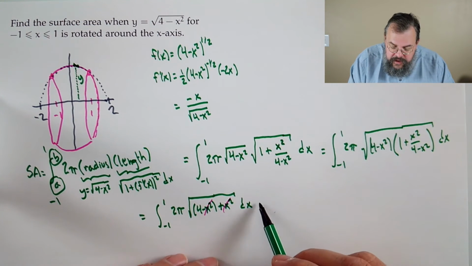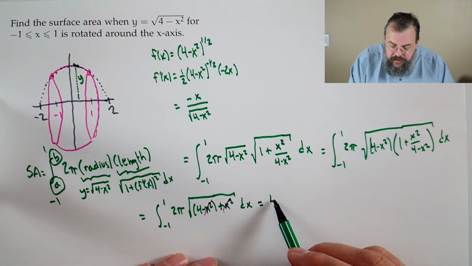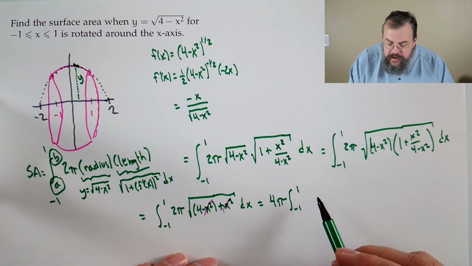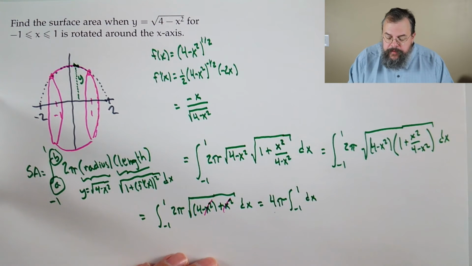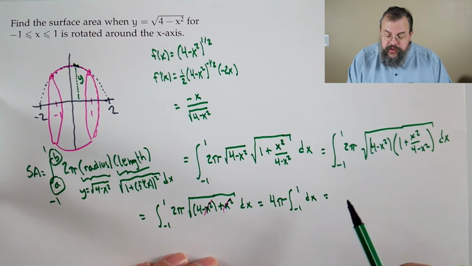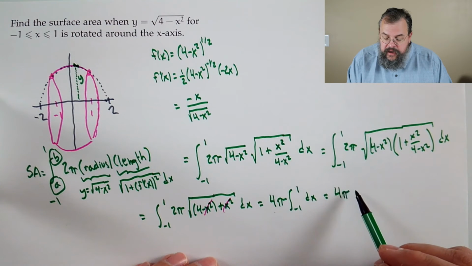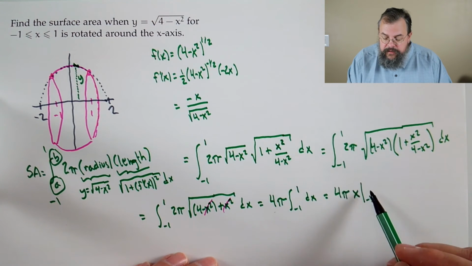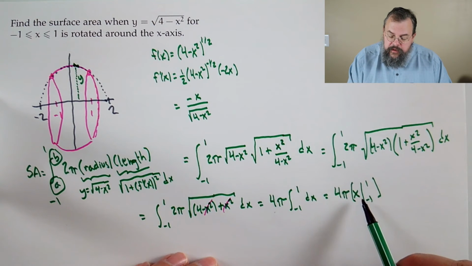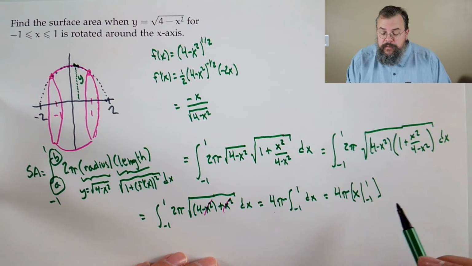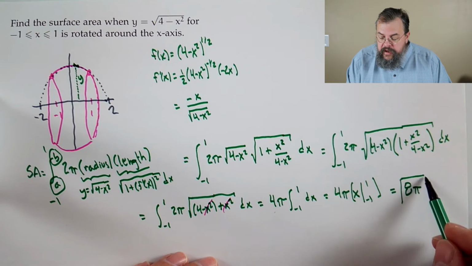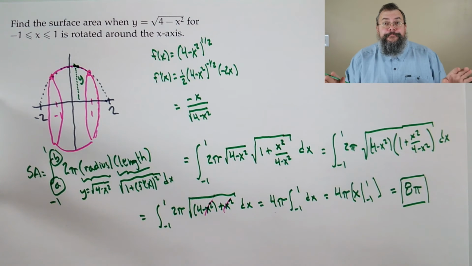And so we say, look, this is 2 times 2 pi makes us 4 pi, integral from -1 to 1 dx. Well, now we're basically done. We know how to integrate that. That's 4 pi times x, evaluated from -1 to 1. And if you do this last thing, it's 1 subtract -1, which becomes 2, leaving us with 8 pi. And we're done.